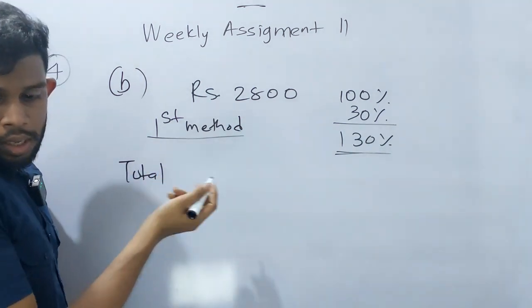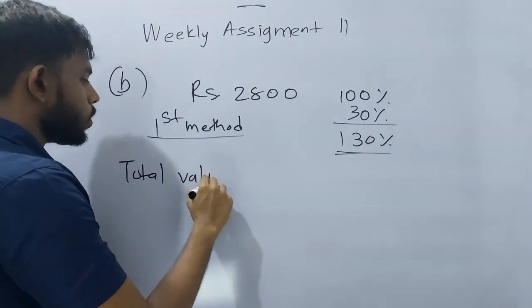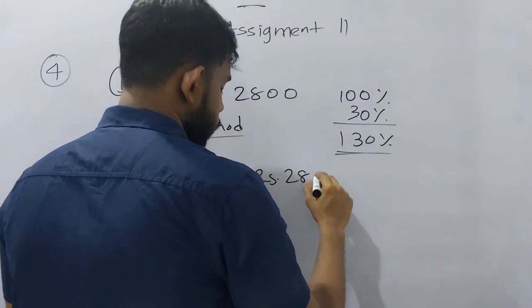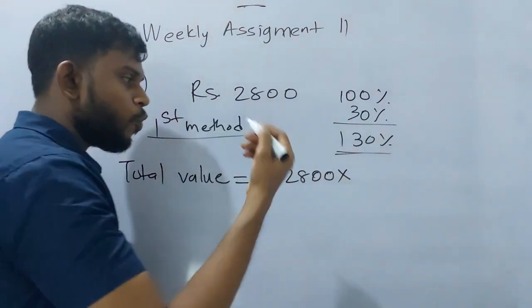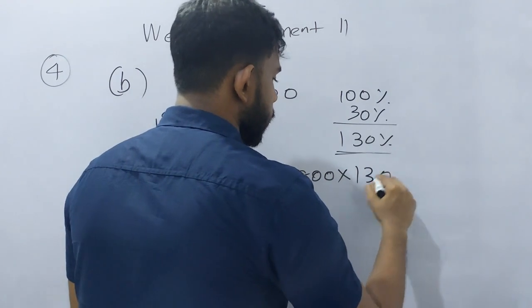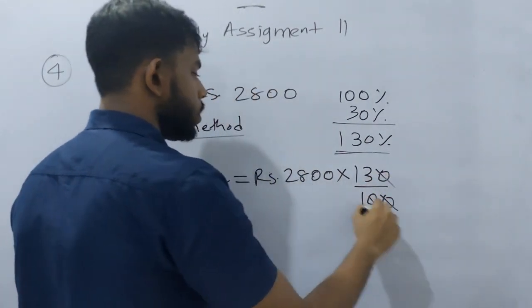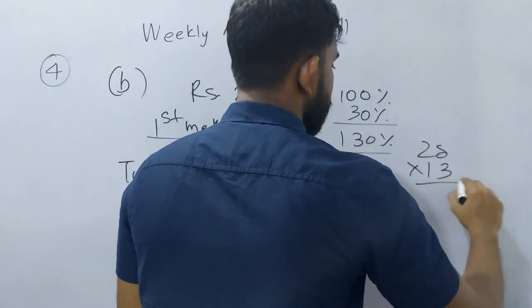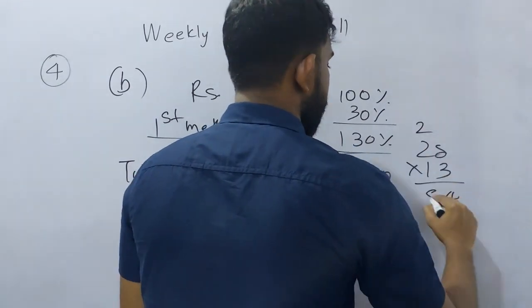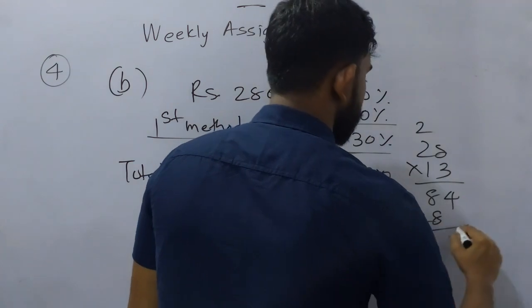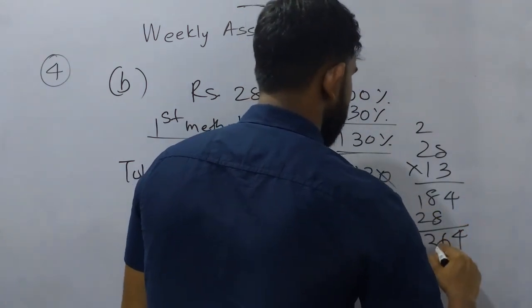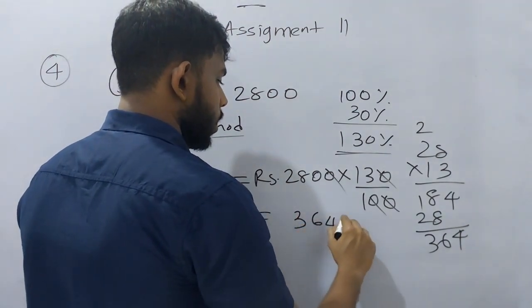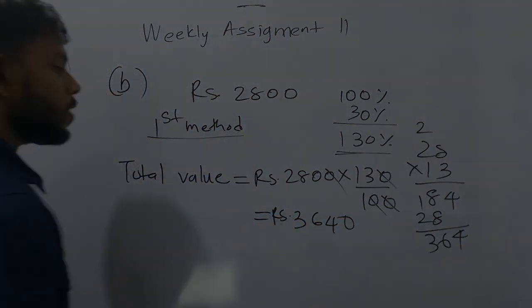So the total value, or the final value, is equal to rupees 2,800. You have to find 130% of this amount. So 0, 0, 0, 0 cancels. So 28 multiplied by 13. So 24, 8, 8, 2. So 4, 16, 1, 3. So that is equal to 3,640 rupees. So this is the first method.